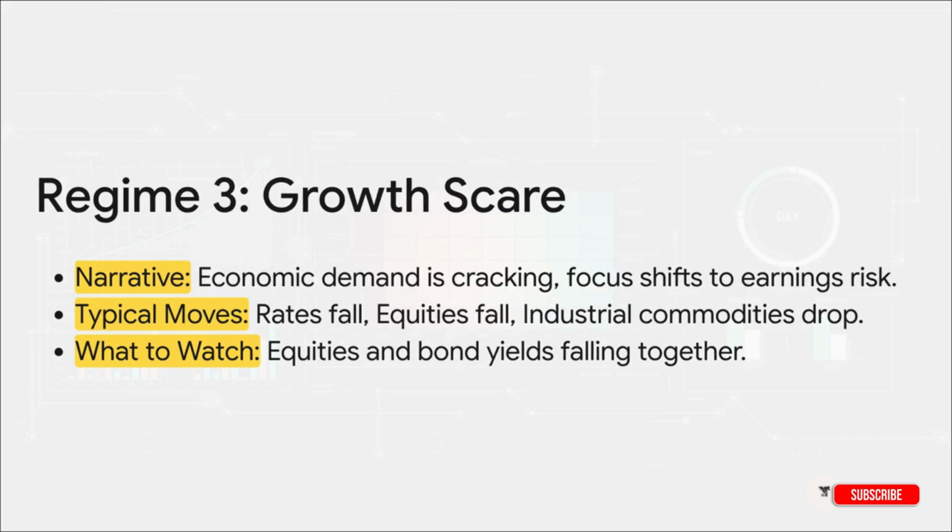Next up is the tricky one, the growth scare. This is when the economy is weakening and recession fears start to take over. And this is where the old rules seem to break. You'll actually see both rates and stocks fall at the same time. So why does that happen? Because the market's focus has completely changed. It's not worried about inflation anymore. It's terrified that company earnings are about to collapse. It's a classic risk-off environment where investors basically sell everything and run for safety.